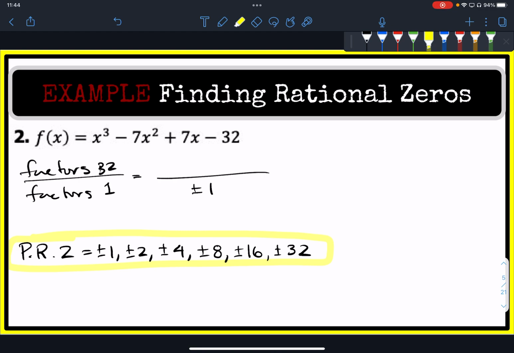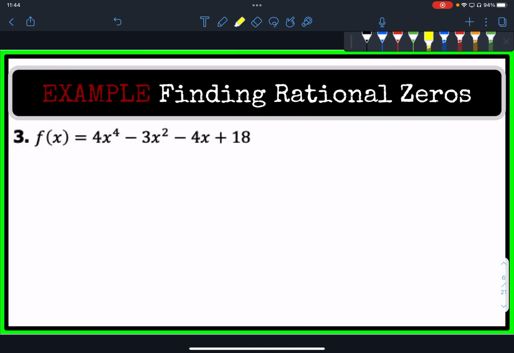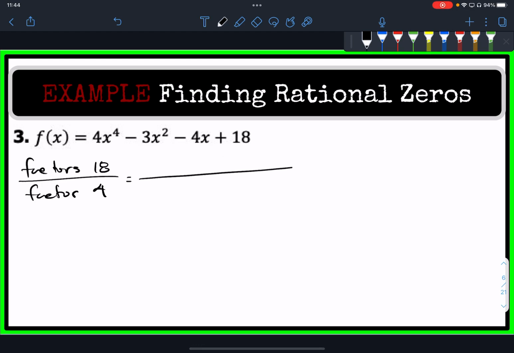Now, let's say that our leading coefficient is not 1. Let's say it's something else, like right here, 4. So again, to find the list of possible rational zeros, we're going to get the factors of our constant, which is 18, and divide it by all of the factors of our leading coefficient of 4. So let's start with 18.